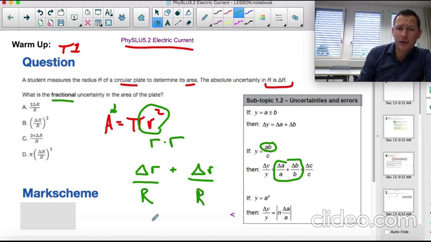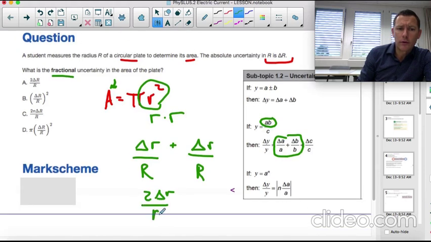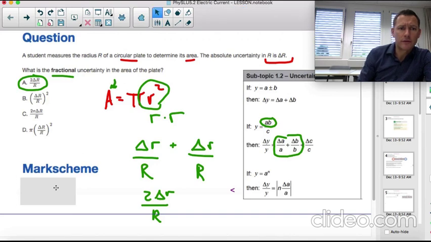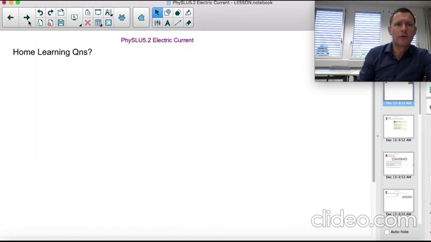Common denominators, add them up, so you get 2 delta r over r. Oh, I should have used capitals. Cool, so there's your fractional uncertainty. Yeah, great. All right, moving on. Homework questions? No.